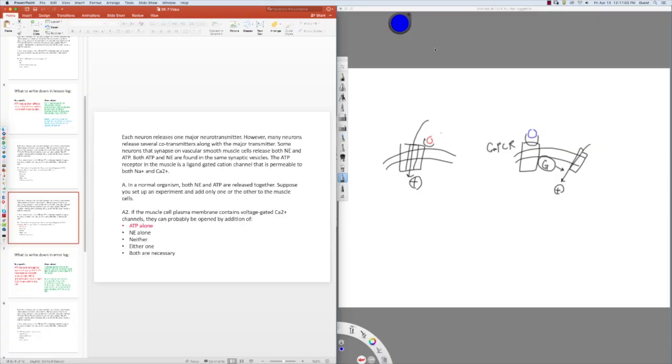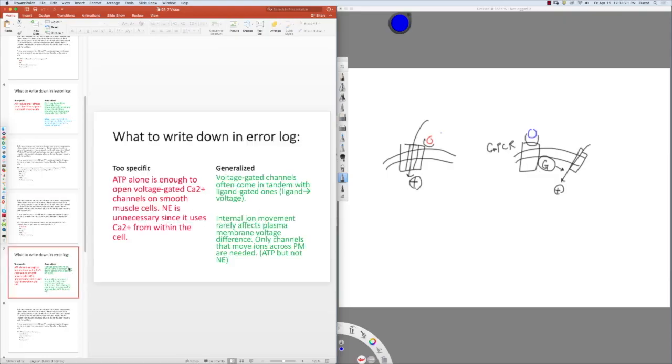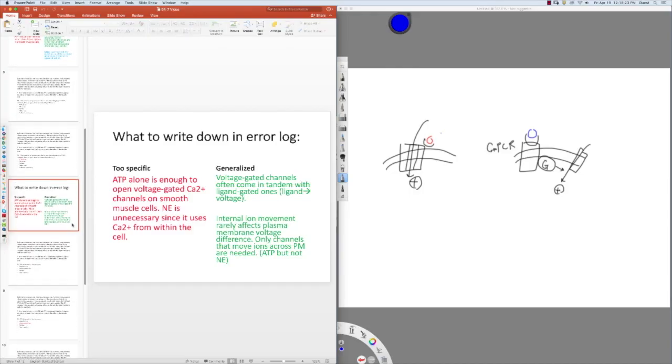So you're really seeing ion movement across the ER membrane, but no ion movement across the plasma membrane, which means the voltage-gated channels, which are specifically stated to be in the plasma membrane, will not be open because there is no movement of ions across the plasma membrane, and thus no voltage difference occurring. And that's why only the ATP receptor, which is the only receptor that lets in ions through the plasma membrane, is the one that we want to open the voltage-gated channels.